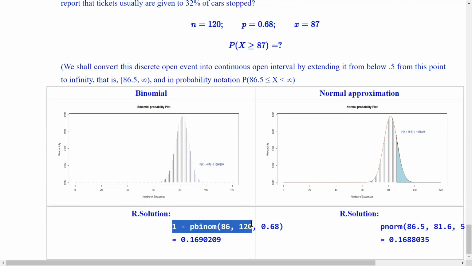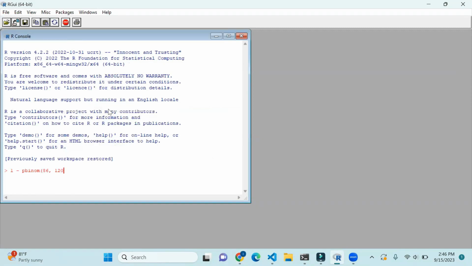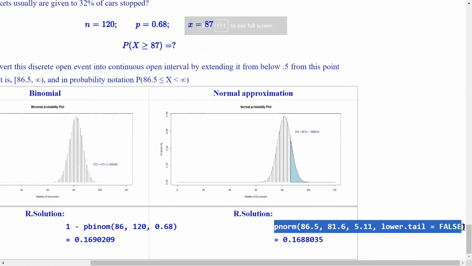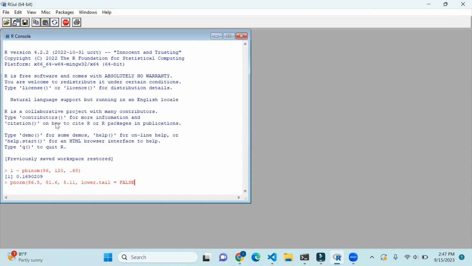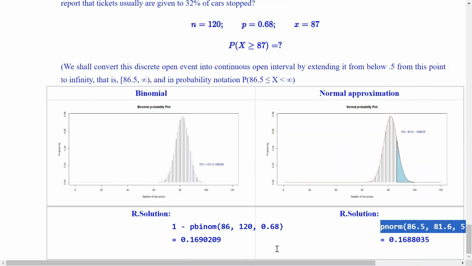First, copy the binomial command and paste here at the R console and get the result printed here. Next, copy the normal command, paste at the R console here and get the result. Here we see that the results match up to the third place of decimal.